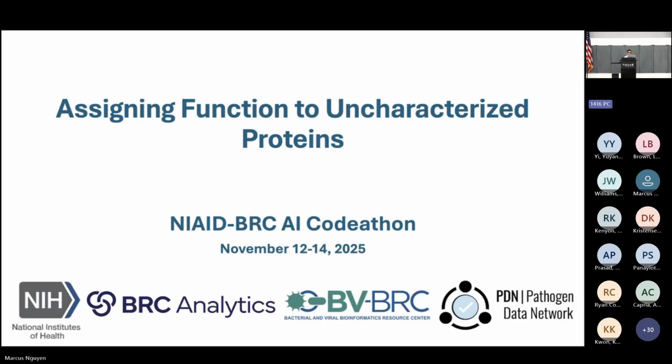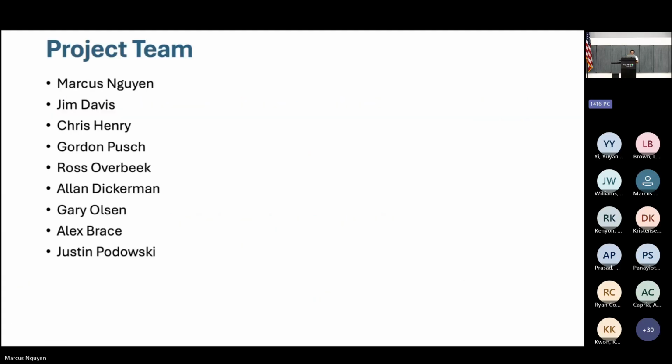So the project we're working on is assigning functions to uncharacterized proteins. This is the team that I was working with. So we got me, Jim, Chris, Henry, Gordon, Ross, Alan, Gary, Alex, and Justin. And we had a lot of people floating in and out during the entire Codeathon, which was nice.